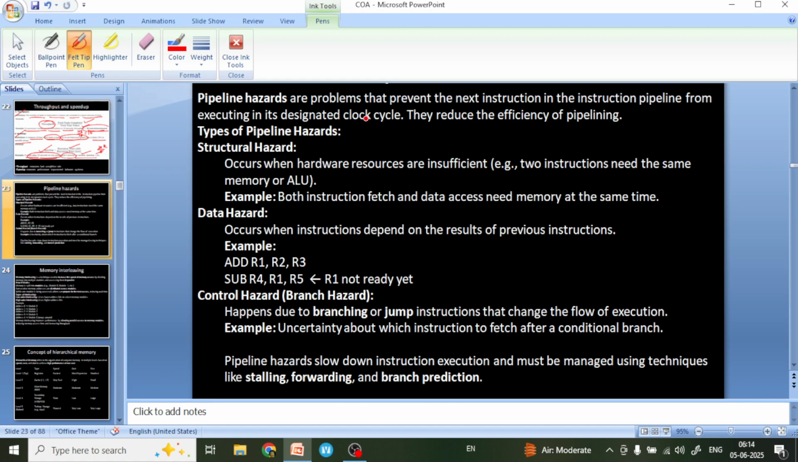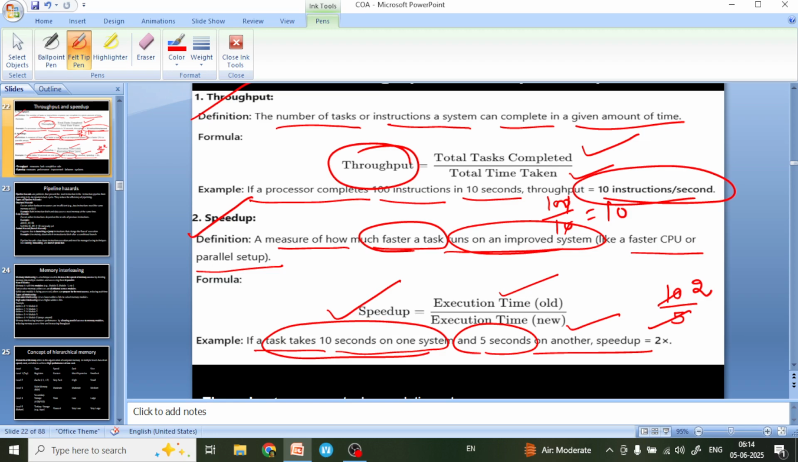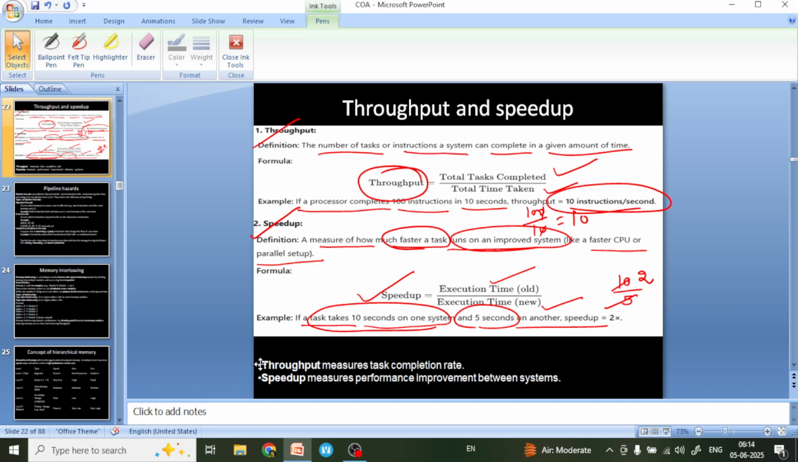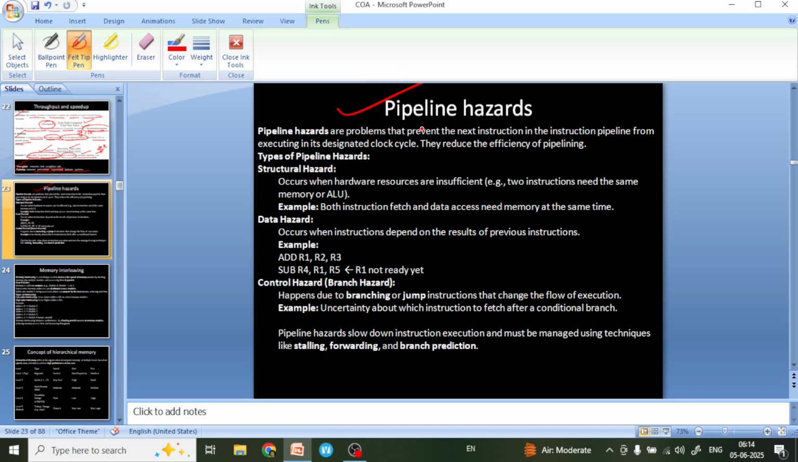Now next, throughput measures the task completion rate and speedup measures the performance improvement between systems. Now next is pipeline hazards. The pipeline hazards are the problems.